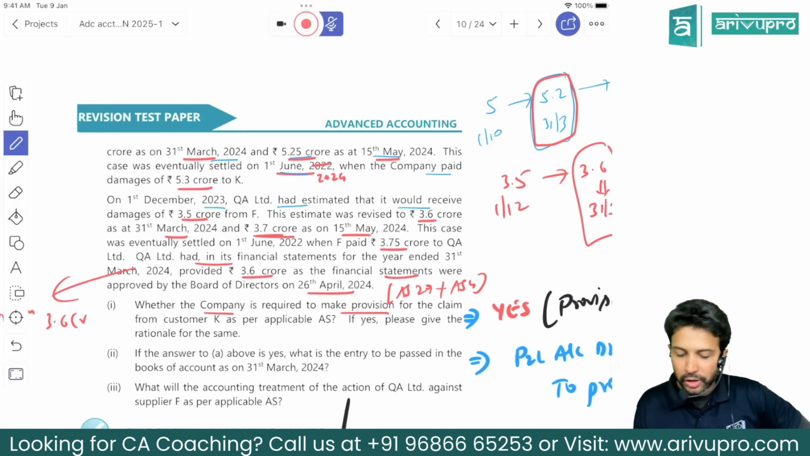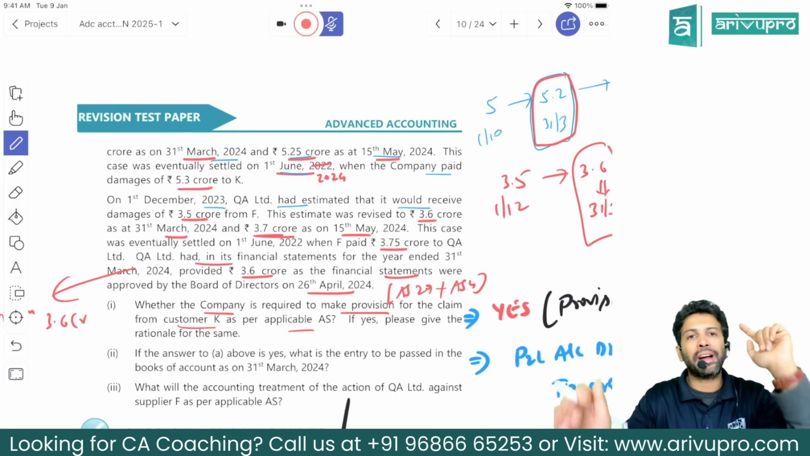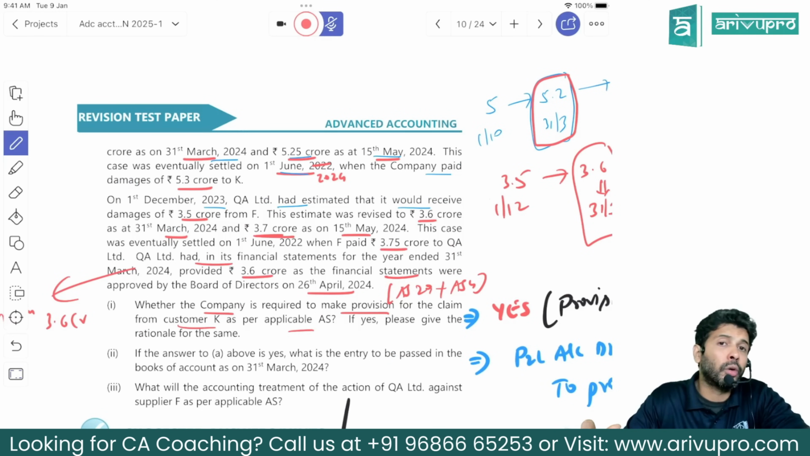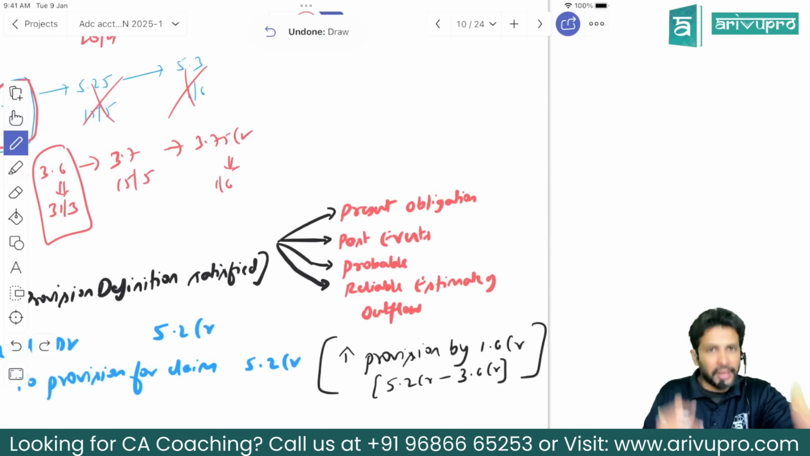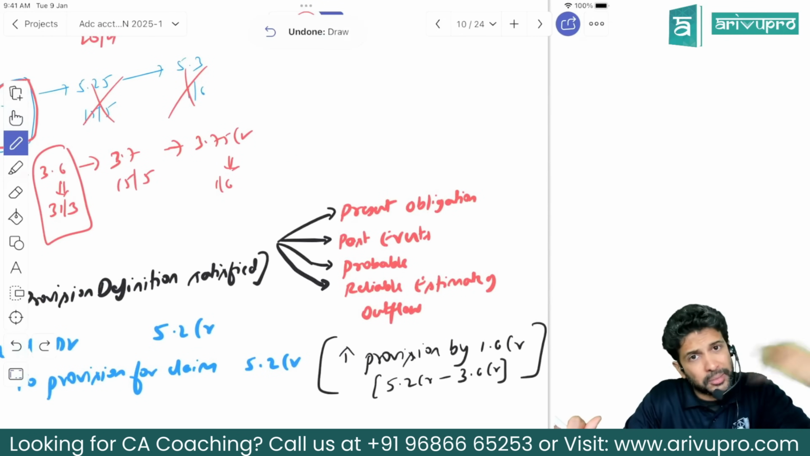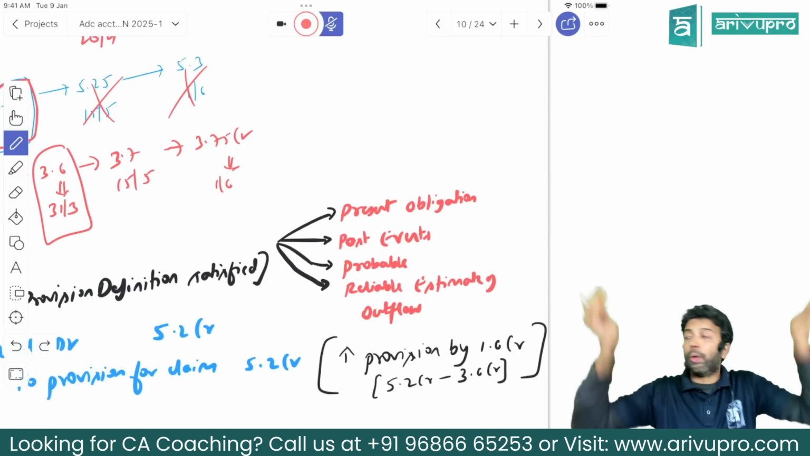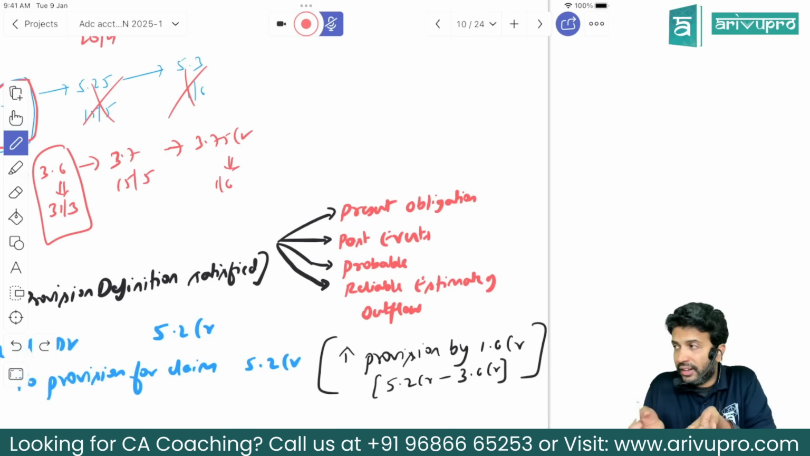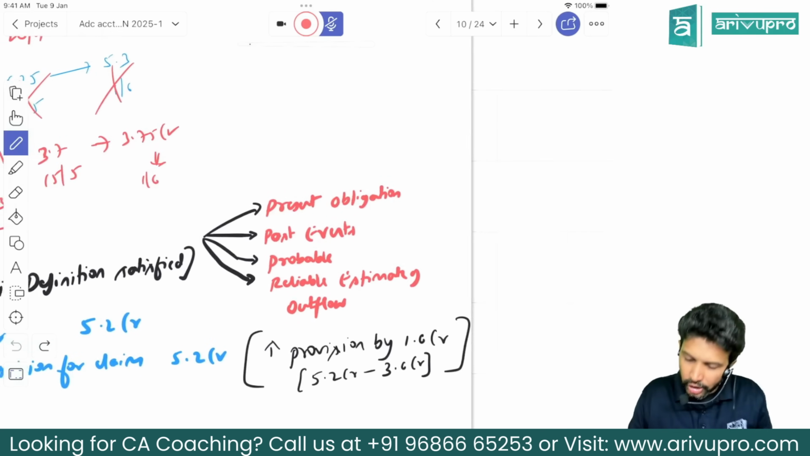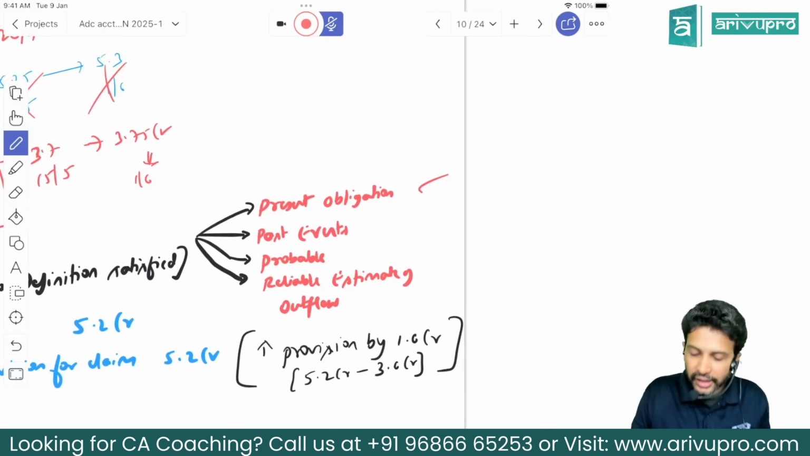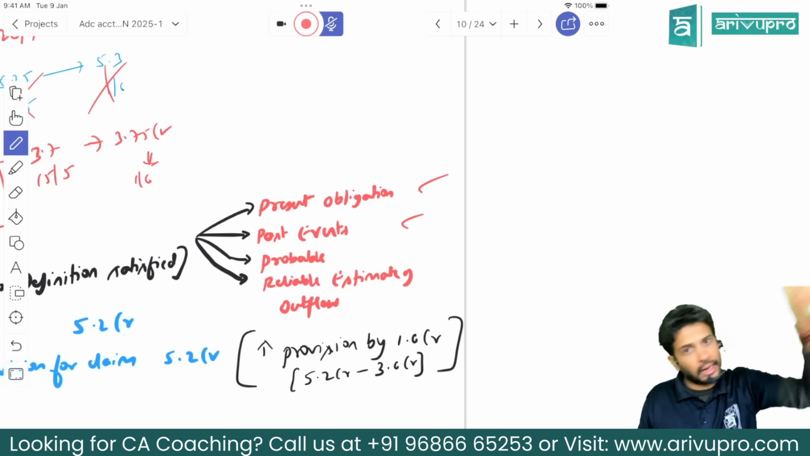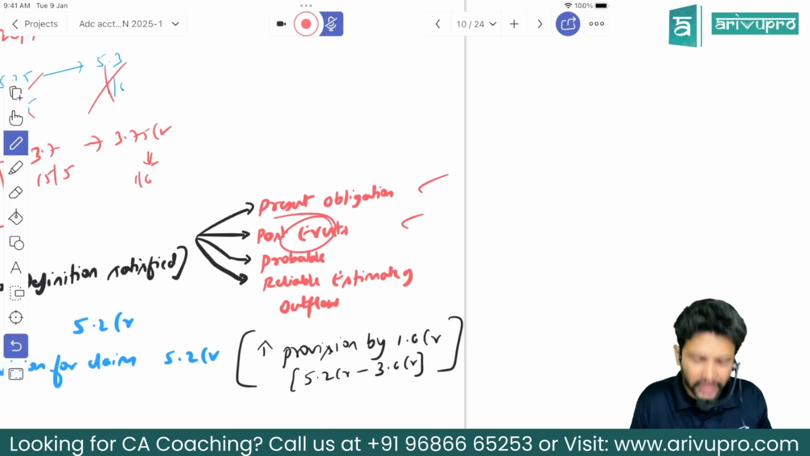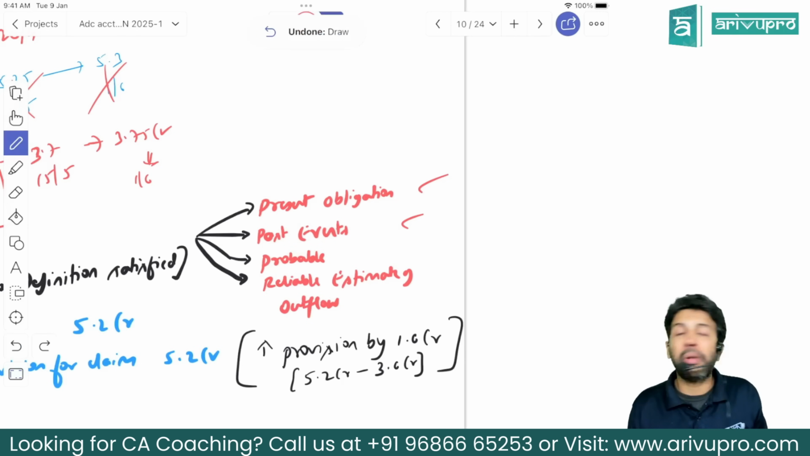Now, three questions. Whether the company is required to make a provision for the claim from customer K. If you want to make a provision, you have to go back to the definition of provision. AS 29 gives the definition of provision. What is that? Present obligation, meaning the obligation should be there presently. Has the customer already filed a case against us? Obligation means a no-escape scenario. Can we escape from this, or will the court decide? So do we have a present obligation? Yes. Arising due to a past event. What is the past event here? We supplied a faulty product to the customer. Has that already happened? Yes. Is it a past event? Yes. And there should be a probable outflow of economic resources.